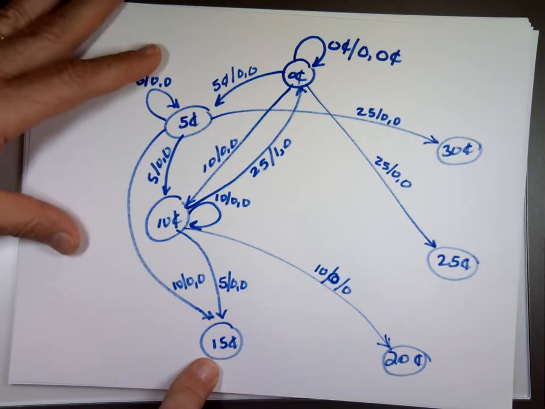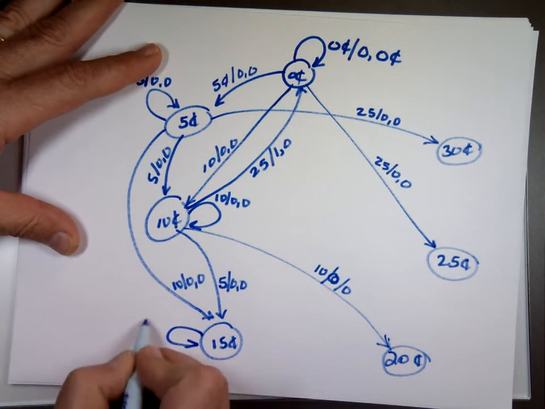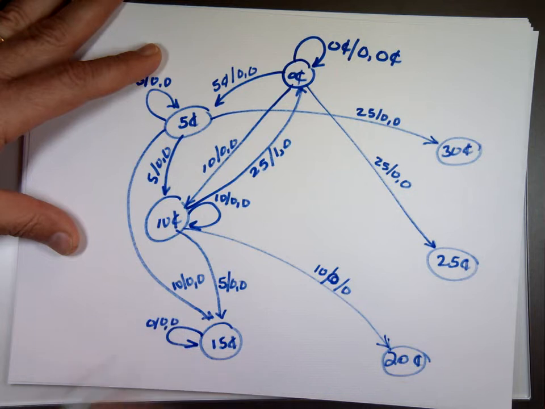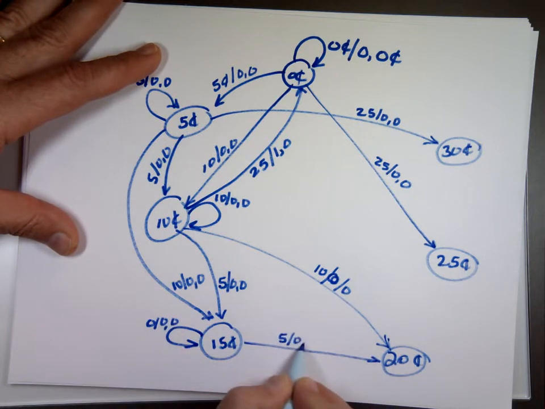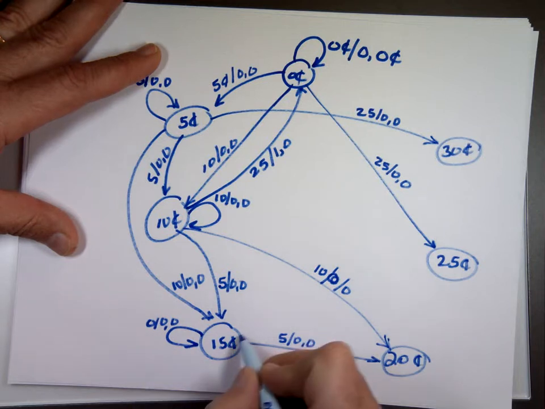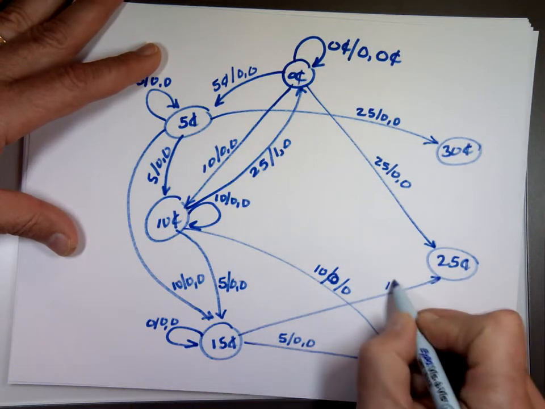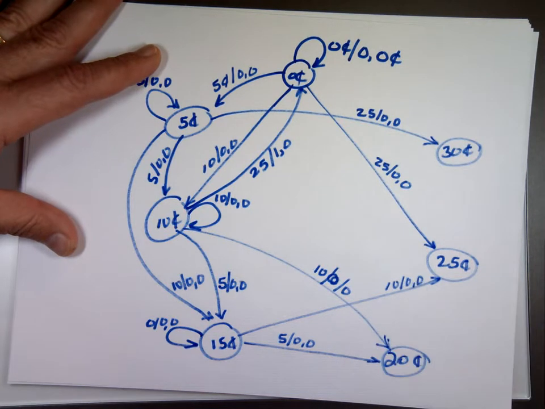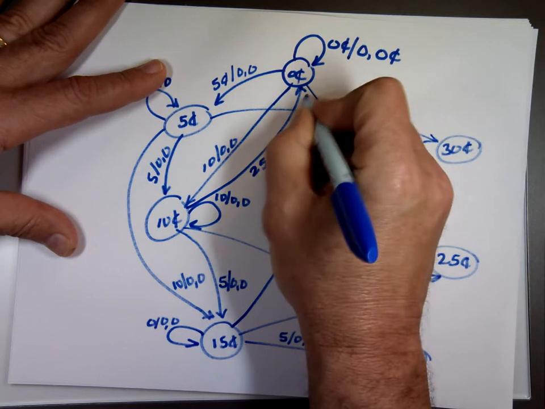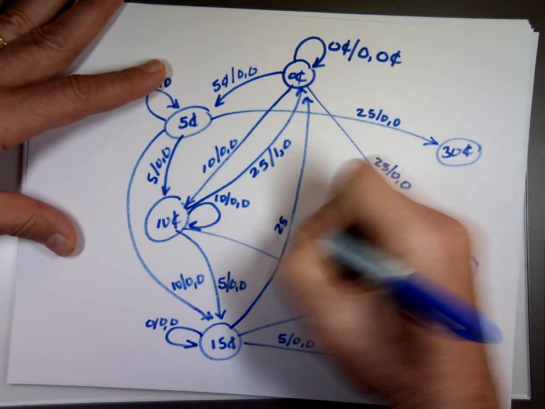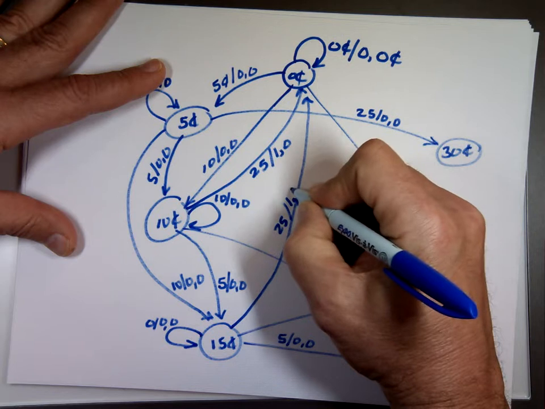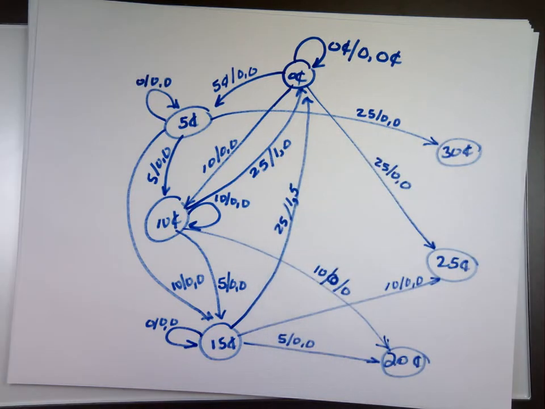If I'm at 15 now, I put no money, I stay there. If I put 5 cents, I go to 20. No candy, no change back. I put 10 cents, I go right here. No candy, no change back. If I'm at 15, I put 25 cents. 15 and 25 is what? 40? You go back here. You get what? 1 candy and what's the change? 5 cents change?